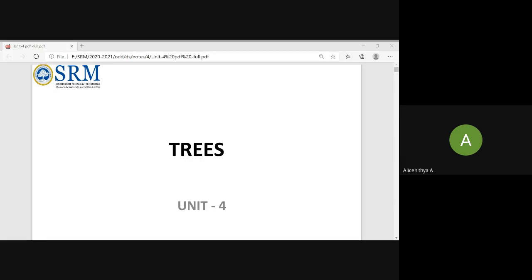Basically a non-linear data structure. So what do you mean by a non-linear data structure? What is a non-linear data structure? Okay, what is a linear data structure?